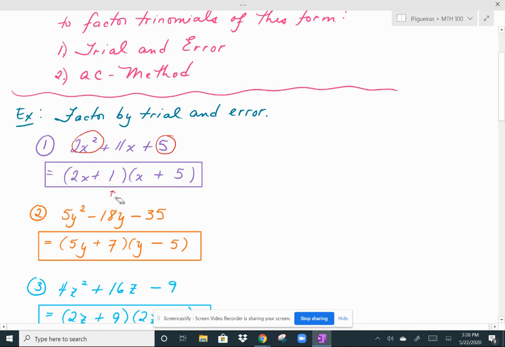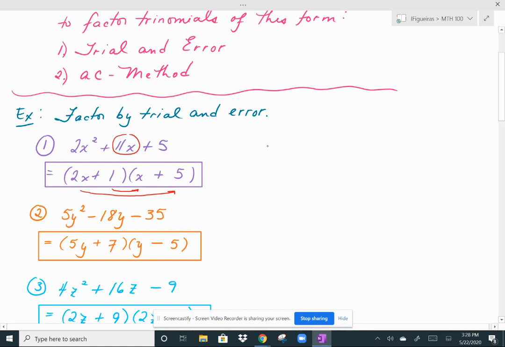Now, the way you know if this worked is that your middle term, or your outer and inner, have to combine to give you 11. So how do you get your outer and inner? It's 2x times 5, which is 10x, and 1 times x, which is 1x. So 10x and 1x is 11x.